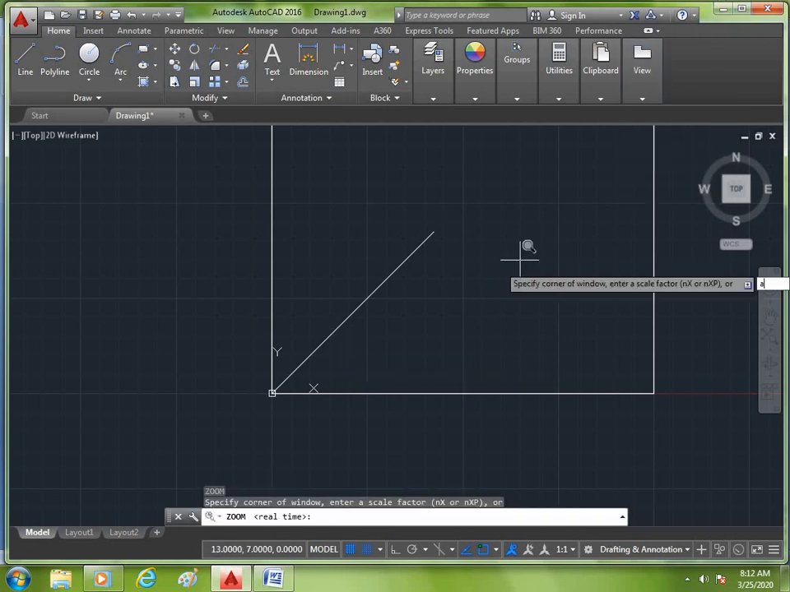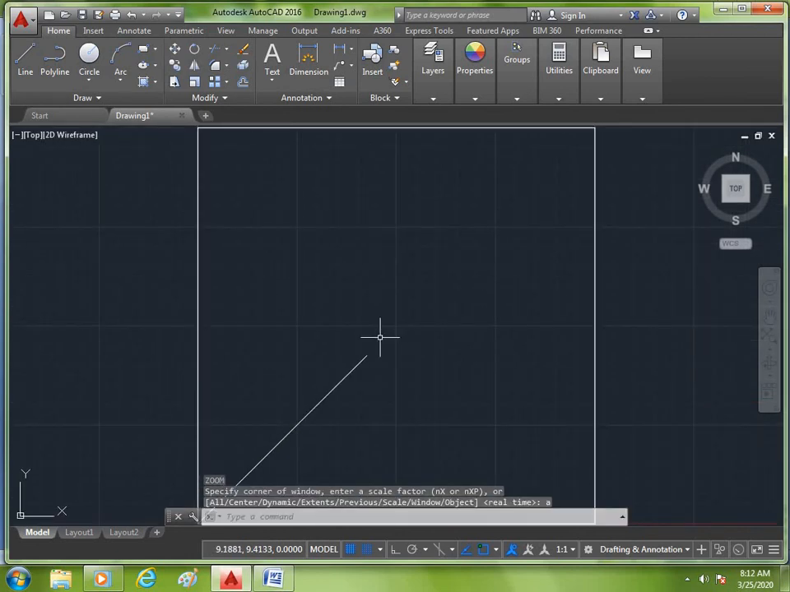So in today's video lecture, we learned how we can enter points through relative coordinate, absolute coordinate, and polar coordinates.